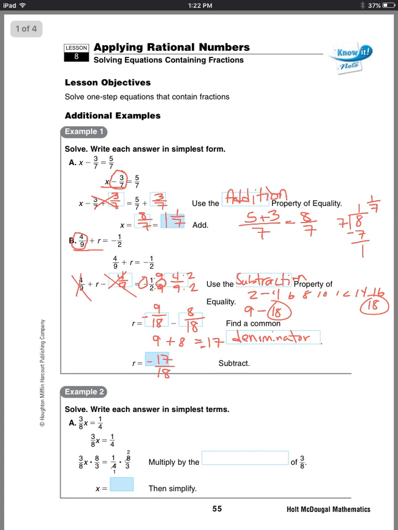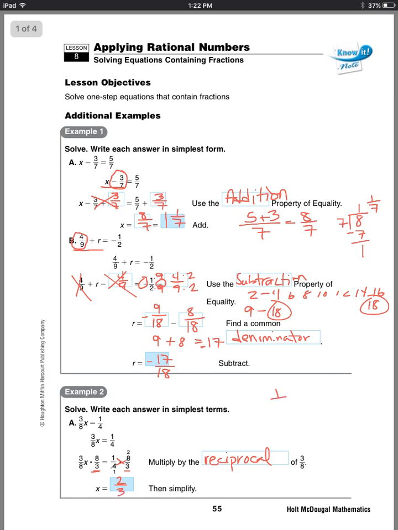Solve, write each answer in simplest form. I don't know why they give you the same directions over and over again. This time, we have a coefficient and a variable, so we know those are being multiplied together. The opposite of multiplication is division. So we're going to multiply by the reciprocal of the coefficient, which is 3/8. Okay, so we're going to multiply 3/8 by 8/3, and we're going to multiply 1/4 by 8/3. Then we look across. 4 goes into 4 one time. 4 goes into 8 two times. And then we can multiply our numerators. 1 times 2 is 2. 1 times 3 is 3.